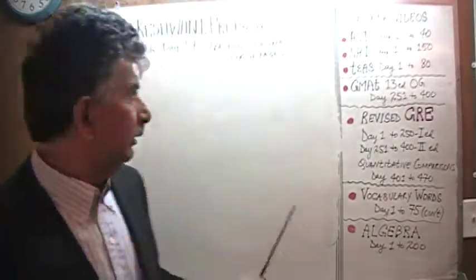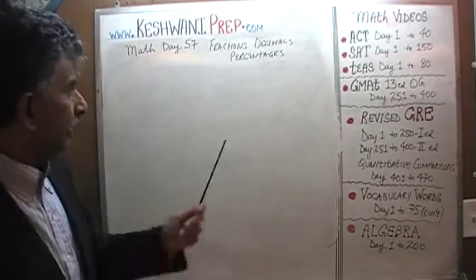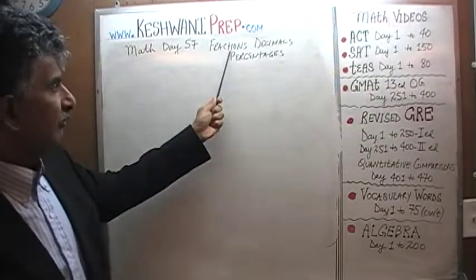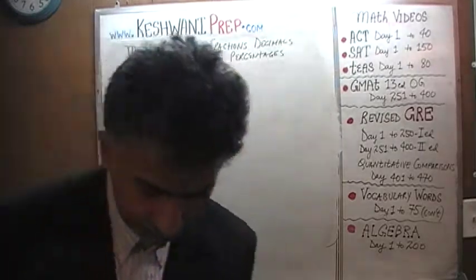Today is our lesson number 57. Today we'll learn how to convert fractions into decimals and percentages. Let's look at the first problem.